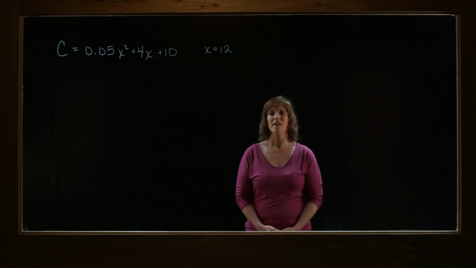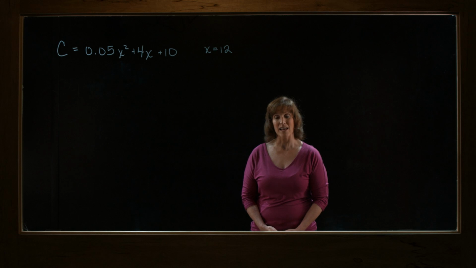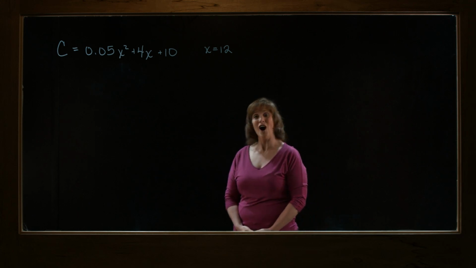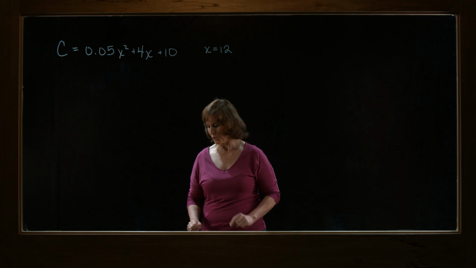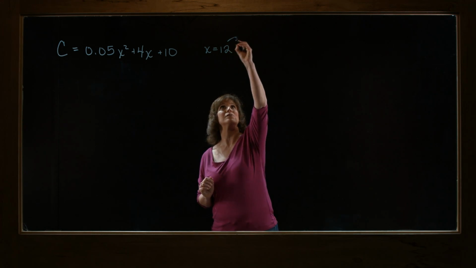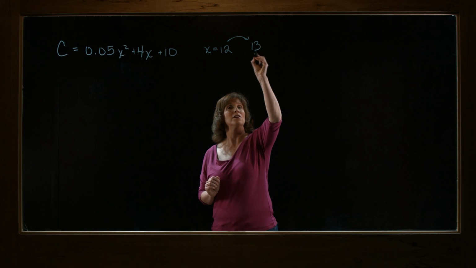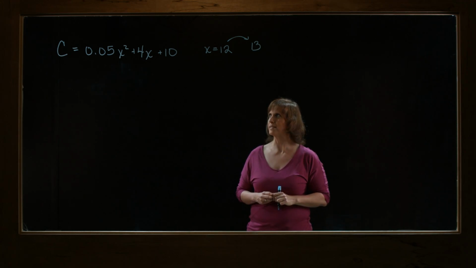Okay. The problem we're going to be looking at today has to do with marginal analysis. We're going to be looking at how the cost changes when our production level increases by a single unit. So we're going to be going from 12 units produced to 13. Now there are a couple of different ways we can look at this.